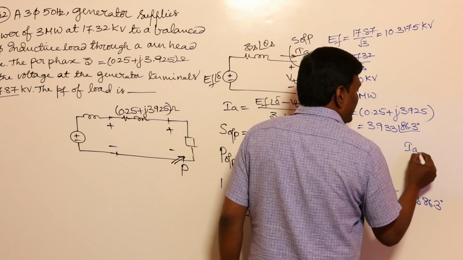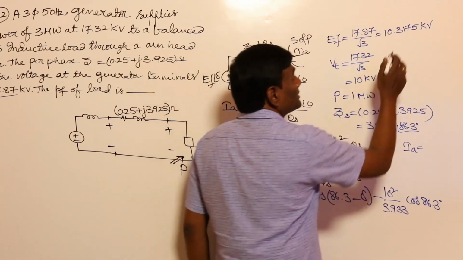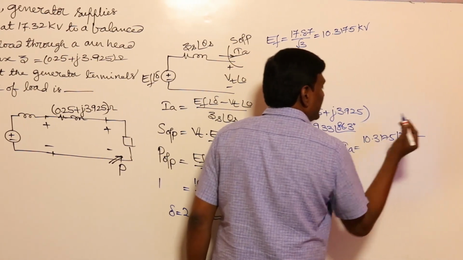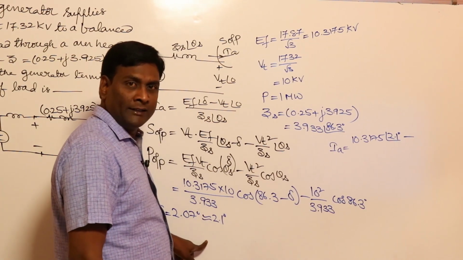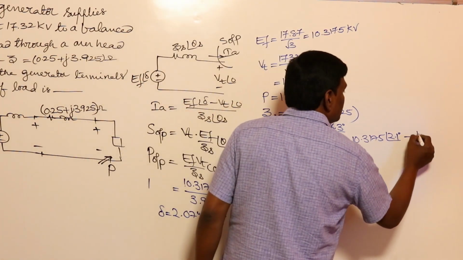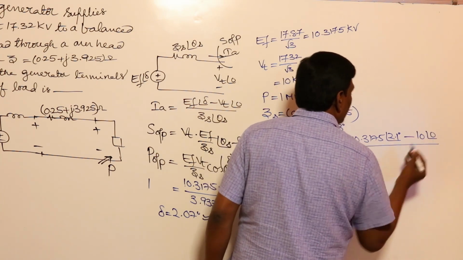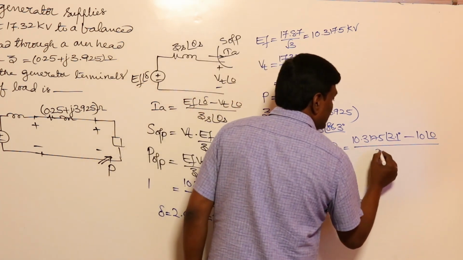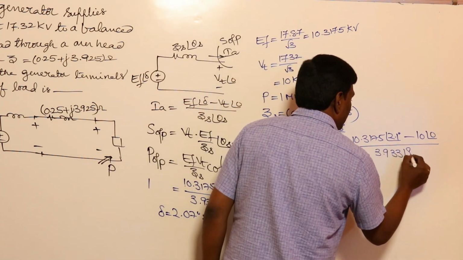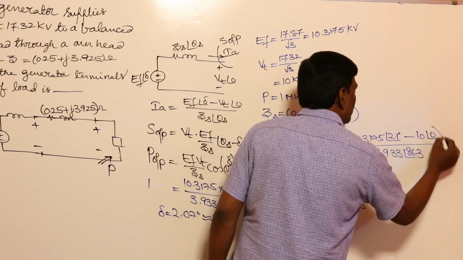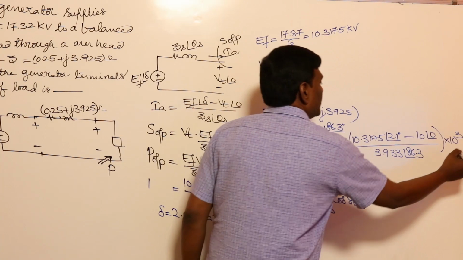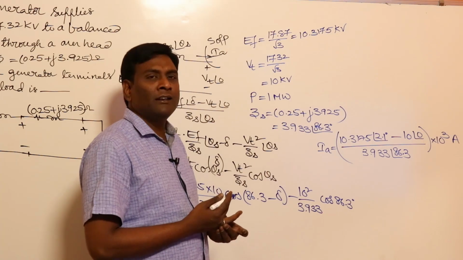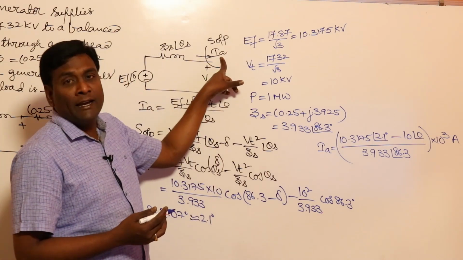So try to calculate IA. EF is going to be 10.3175 at an angle 2.1 degree, because delta is 2.1 degree, minus Vt, which is 10 at an angle 0, divided by Zs. How much is the Zs value? 3.933 at an angle 86.3, into 10 cube amperes. So calculate the magnitude of this and the power factor angle. With respect to Vt, you know the Ia angle you are going to calculate.